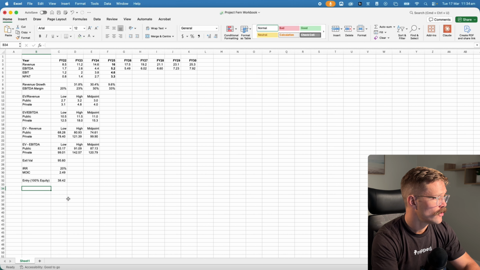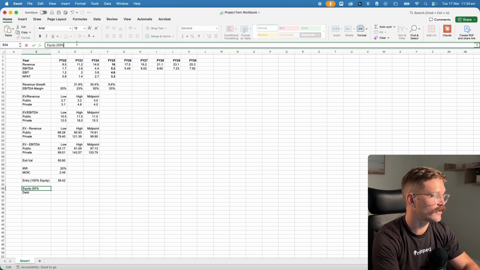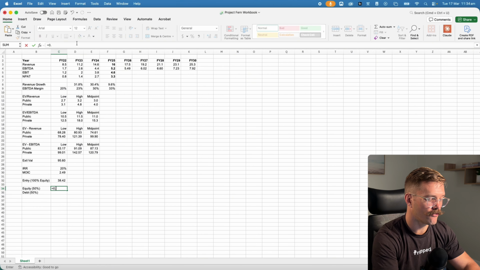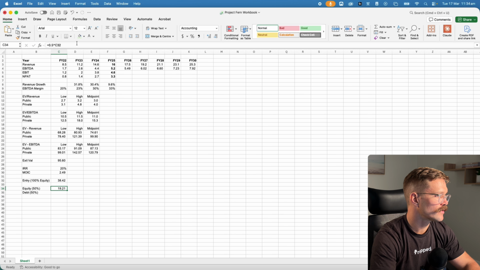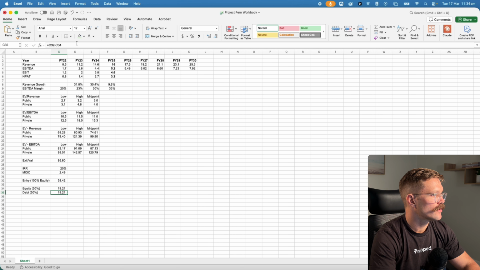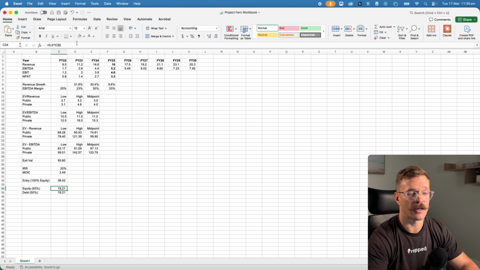So let's just go, we've got the equity, debt, make that 50% just so it's clear. The assumptions that we're going with here, so 0.5 at that. Cool. So we've entered in, we've invested 19.21 and we have used debt of 19.21 as well.